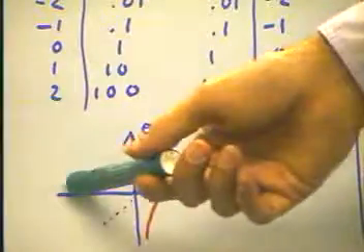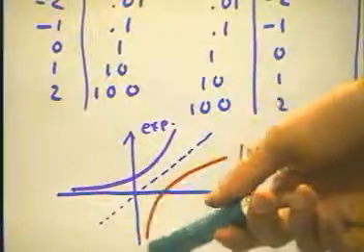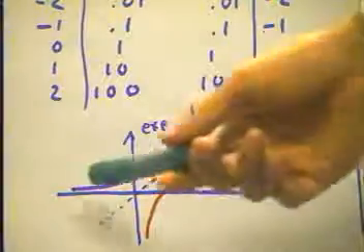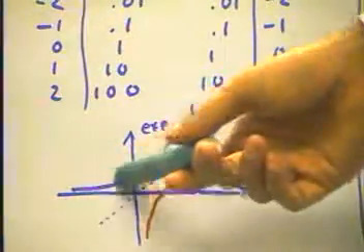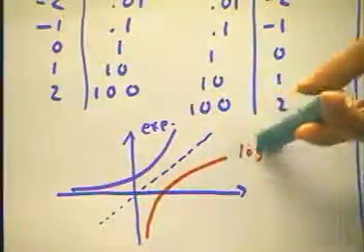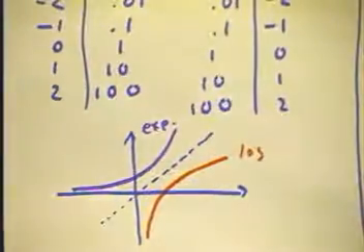And if this is a graph of 10 to the x, then this is a graph of the log of x. If this is a graph of e to the x, then this would be the natural log. If this was 5 to the x, this would be the base 5 log of x.